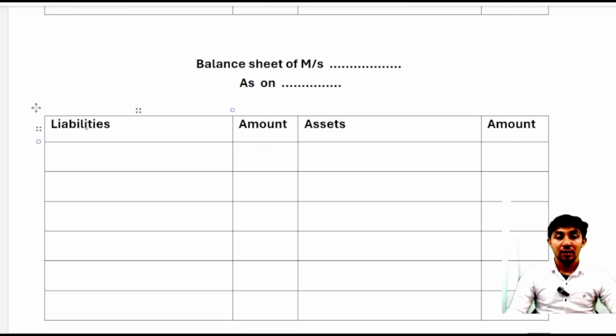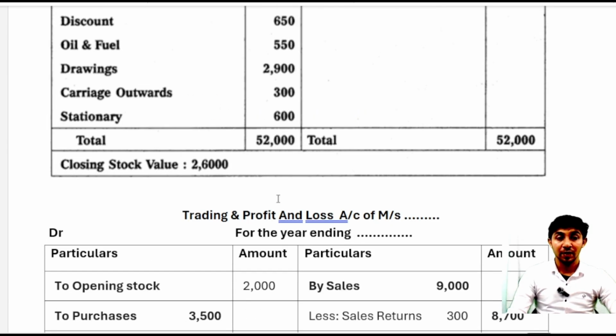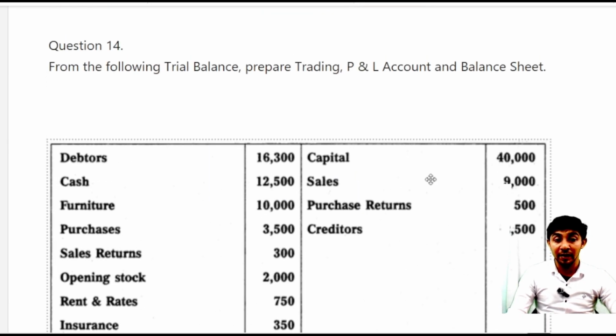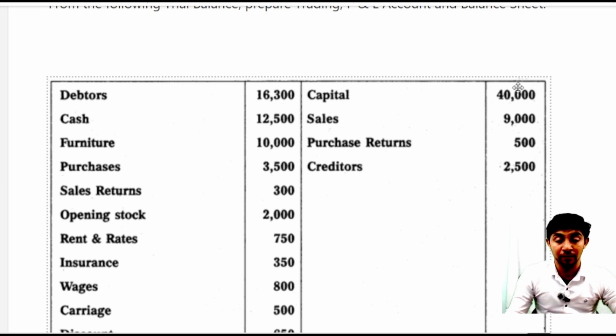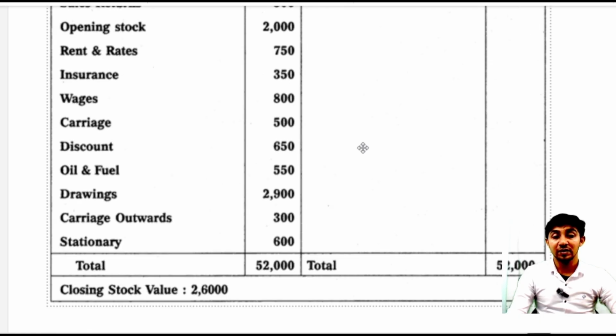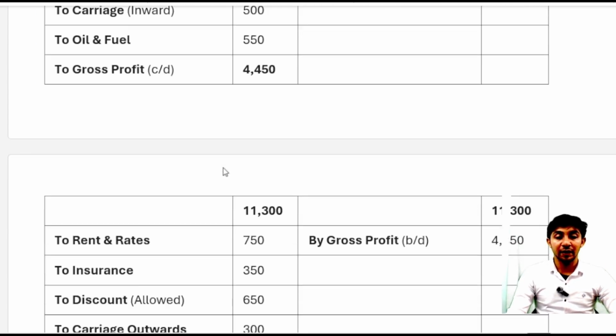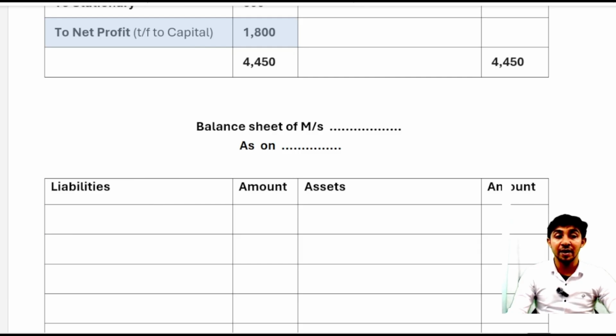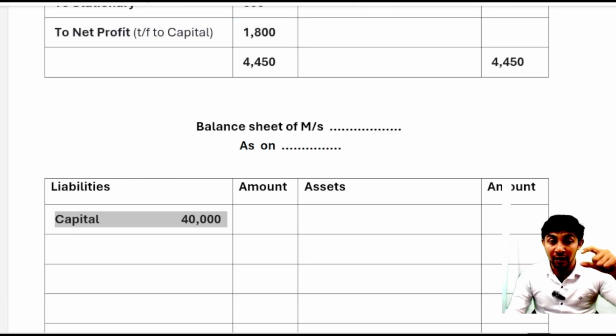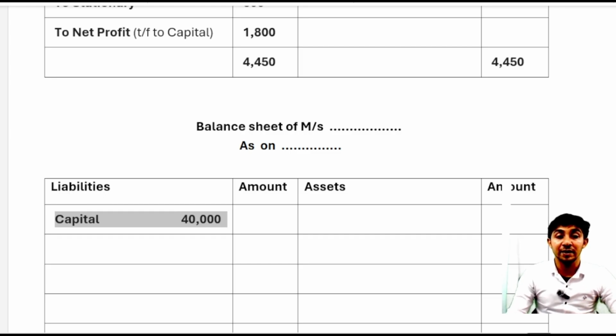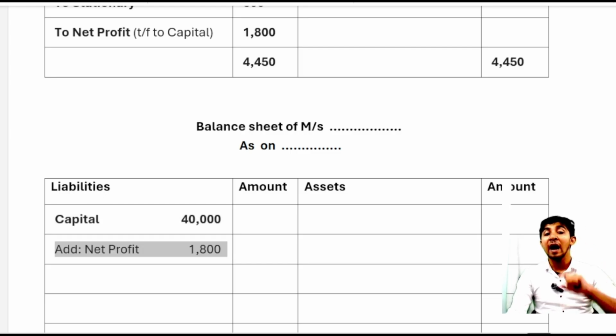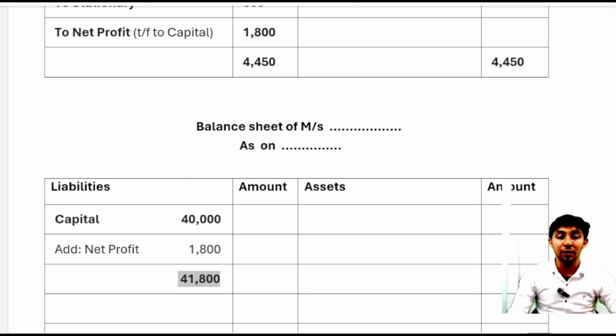The first item of liability is capital. Let us observe where capital is in the question. All the liabilities will appear on the credit side of the trial balance. The capital is 40,000. We have to remember that from this capital we need to subtract drawings. That is one adjustment, and we need to add net profit, that is the second adjustment. So there are two adjustments on the capital. Directly we'll write the amount of capital on the balance sheet in the inner column, that is 40,000, and to this we need to add the net profit, 1,800. After adding 1,800, the total capital will be 41,800.